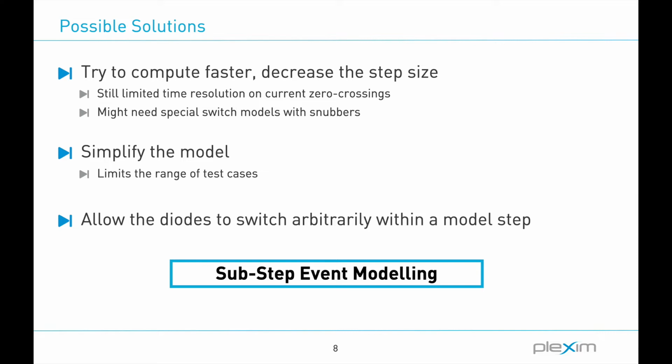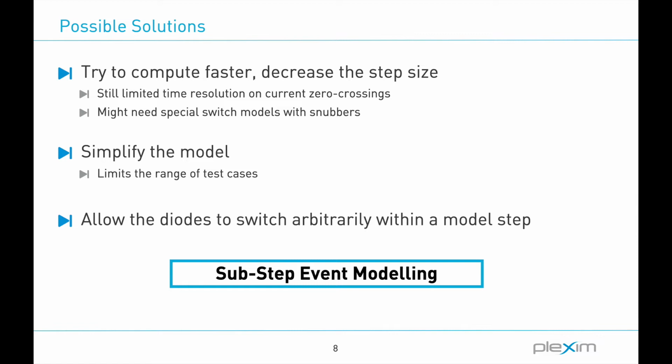One could also try to simplify the dual active bridge model, but this will limit the range of test cases, which is really contradicting the purpose of the hardware-in-the-loop testing in the first place. So what we aim for is a converter model with ideal switches that do not have any snubber parameters, and this should also be able to switch arbitrarily inside a model step, basically these diodes.